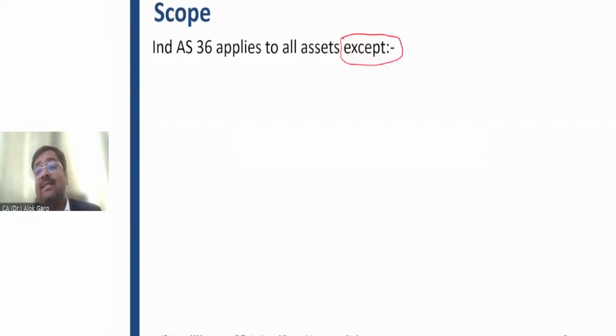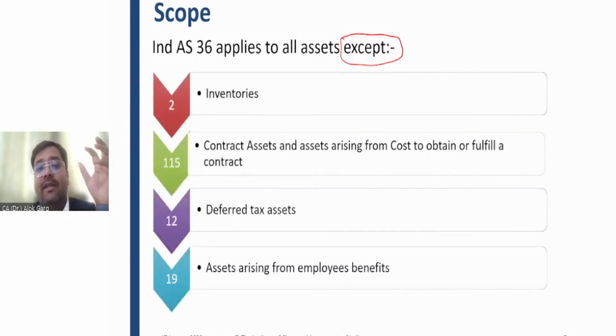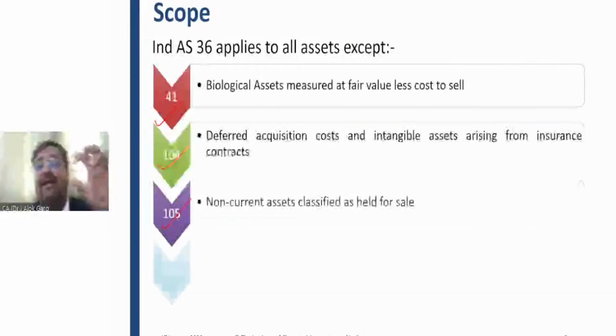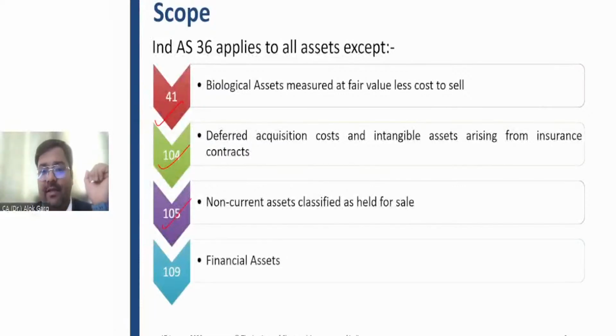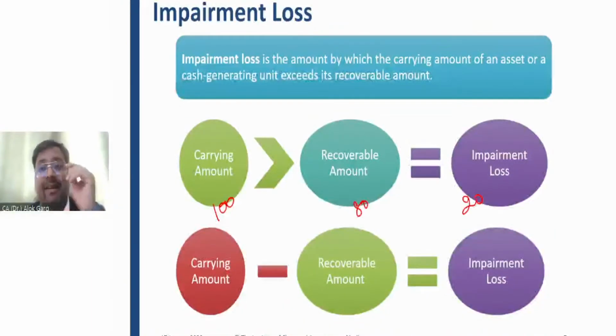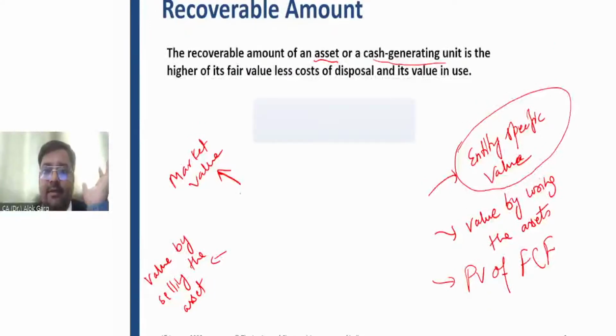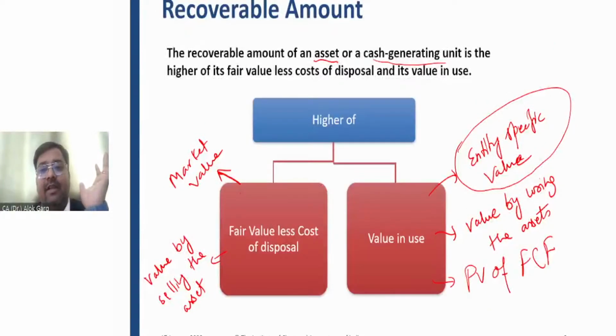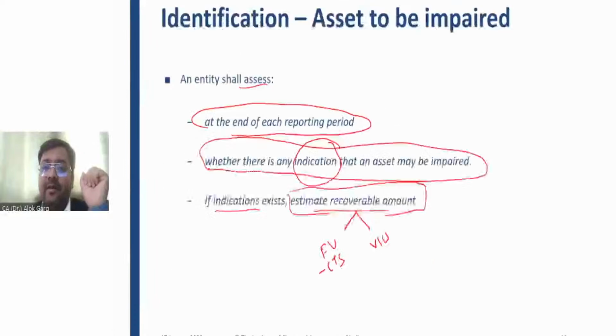This Ind AS 36 is applicable to all assets except the assets where the impairment is taken care of by the standard itself, right? I have also taken an example for that. Coming to the impairment loss, whenever your carrying value is higher than the recoverable value, there should be an impairment loss, and you have to charge the impairment loss so that your carrying value is corrected, right? So what is my recoverable value? We have discussed this, right, friends?